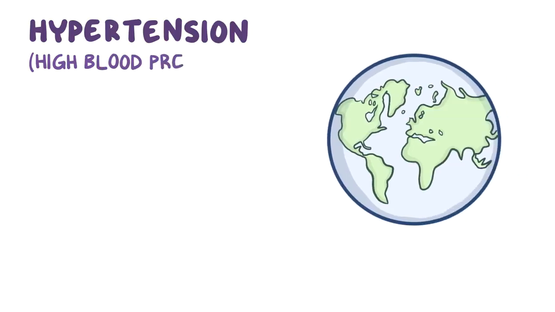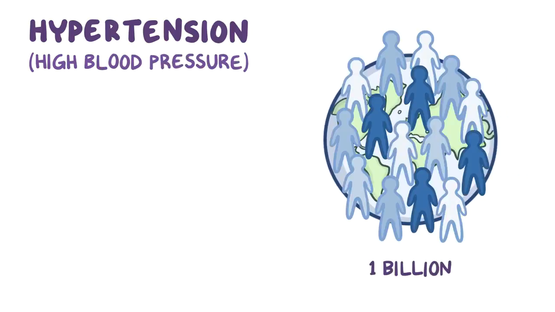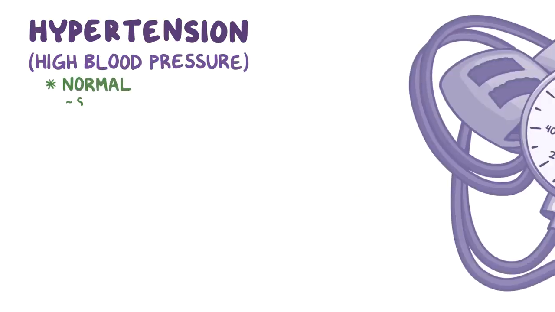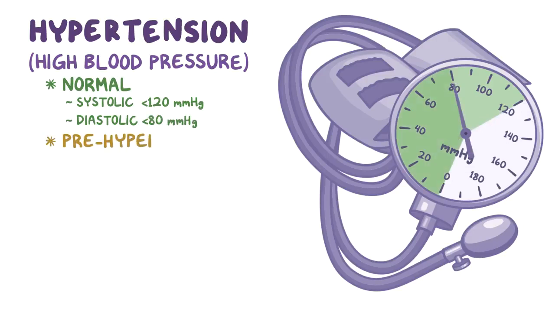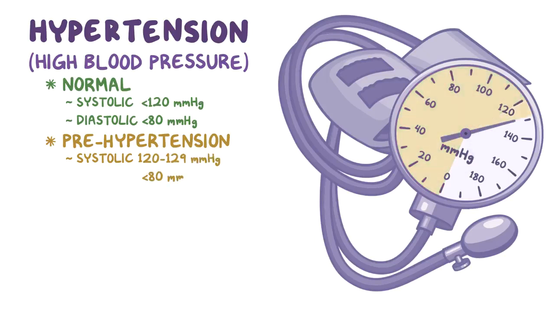Hypertension, or high blood pressure, affects over 1 billion people around the world. Now, normal systolic blood pressure is defined as less than 120 millimeters of mercury, and normal diastolic pressure is less than 80 millimeters of mercury. Prehypertension is when systolic blood pressure is between 120 and 129 millimeters of mercury, and less than 80 millimeters of mercury on the diastolic side.